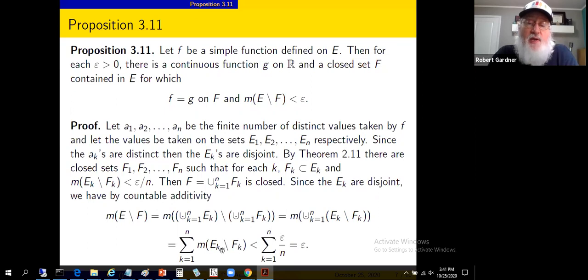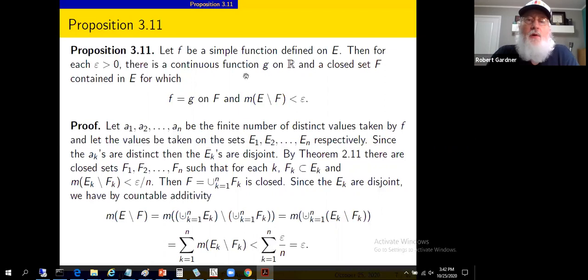We made sure those things were approximately the same size in this sense. We had the measure of E sub k set minus F sub k less than epsilon over n. So we get epsilon over n times, sum them, and you get epsilon as desired. All right, so we found set F. It's closed like it's supposed to be. It's the right size that they wanted.